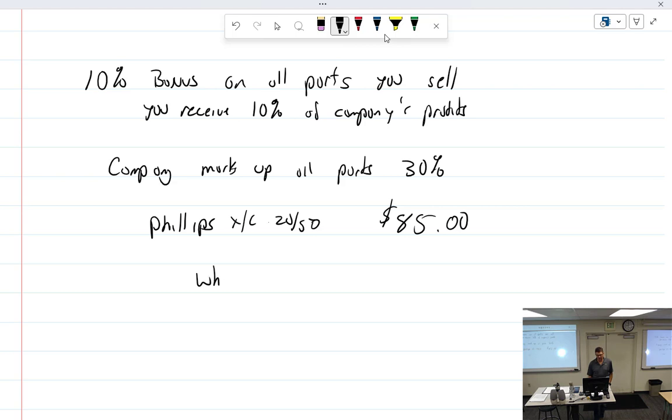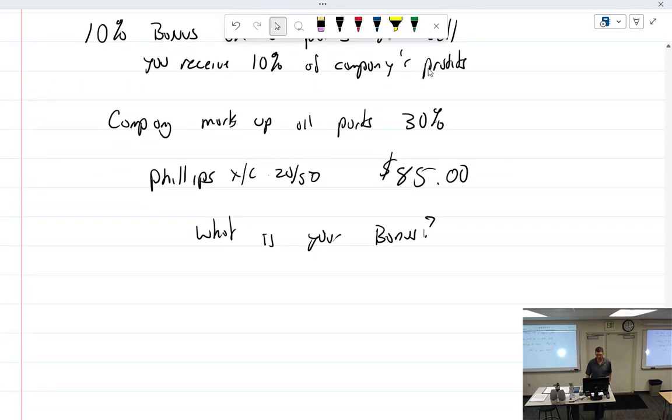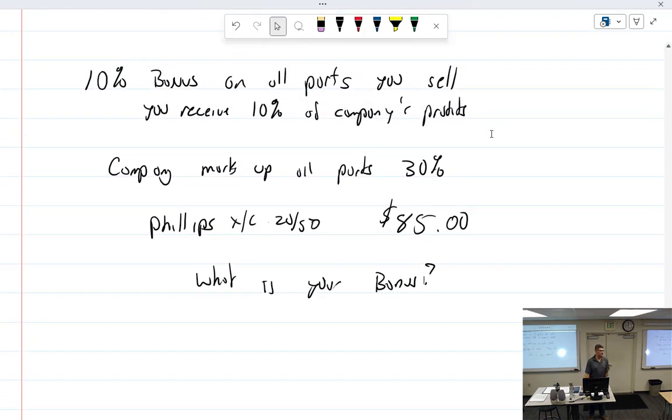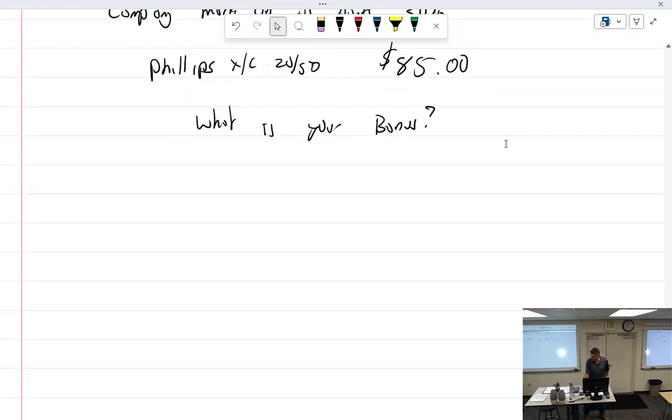What is your bonus? $2.55. Let me see. What's step one? 85 over 130. In plain speak, what's step one? Take the profit, the percentage, and the markup, and put it over the price the customer paid.